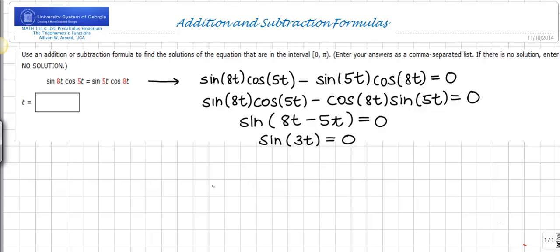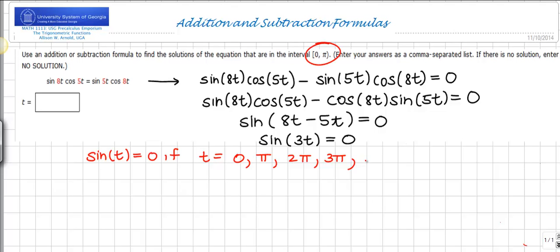equals 0. Now, using the strategy I've shown you before, sine of t is going to be 0 if t is solutions like 0, pi, 2 pi. You can keep on going. You could use negatives, but we don't need to because of the interval stated. Okay, so sine of 3t is going to be 0 if 3t is one of these solutions. And if I need to, I can keep going.